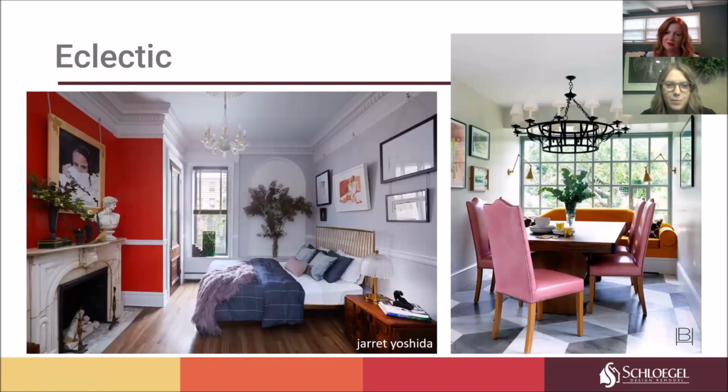And then the picture on the left is probably a true example of eclectic. The room itself has very traditional elements with the dental molding, the heavy dental molding around the room. The marble fireplace mantle is very traditional. And then the artwork is more contemporary. And then they have a pop of the red color, which brings in contemporary modern elements.